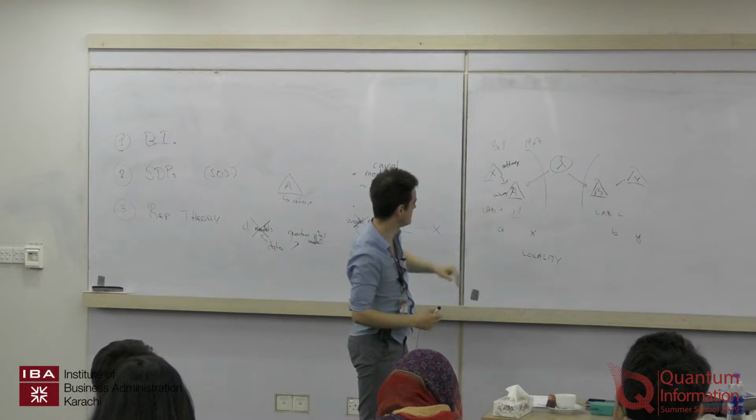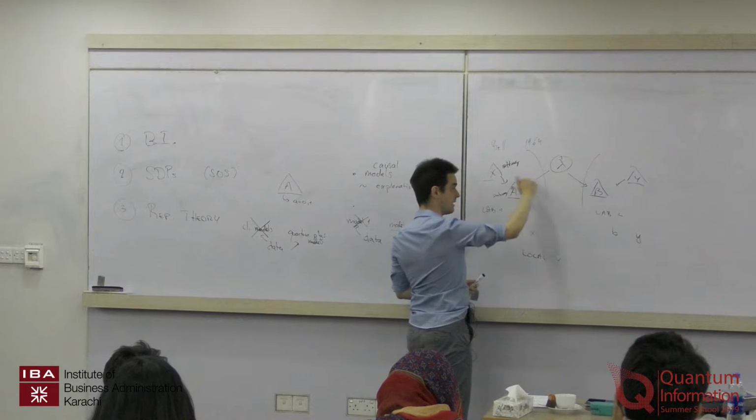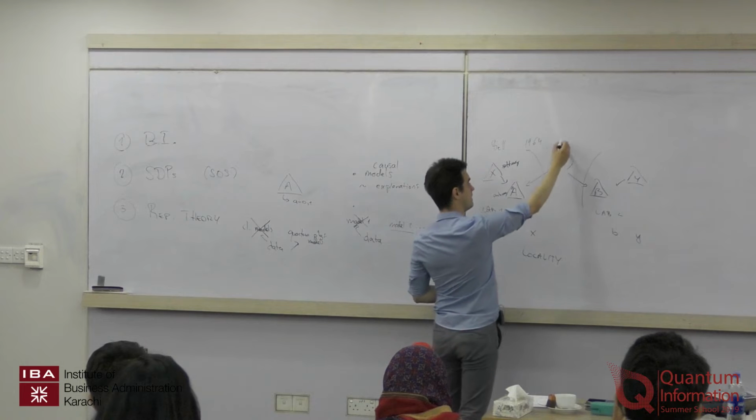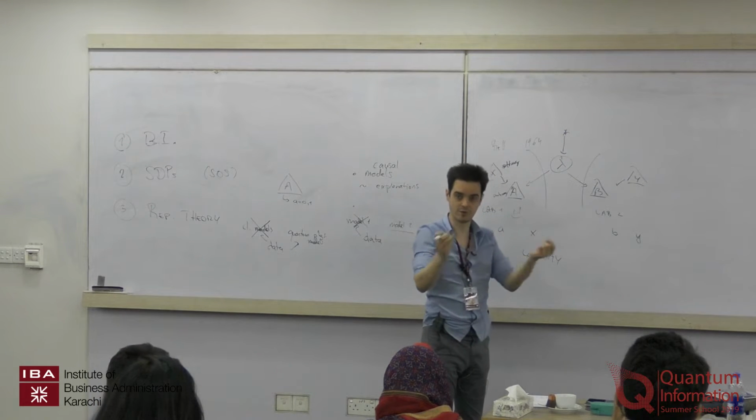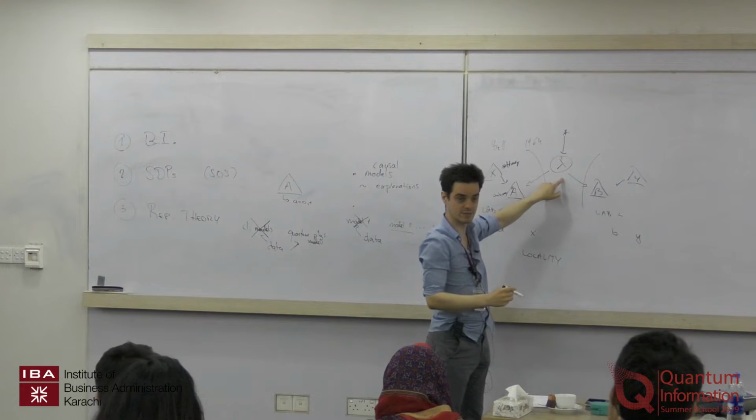To make this a little bit less abstract, an experiment that can be realized in this way would be, for example, here you have a laser, here you have a crystal that would create two photons out of one photon that comes out of the laser.